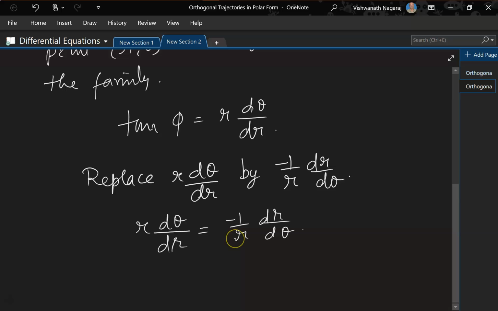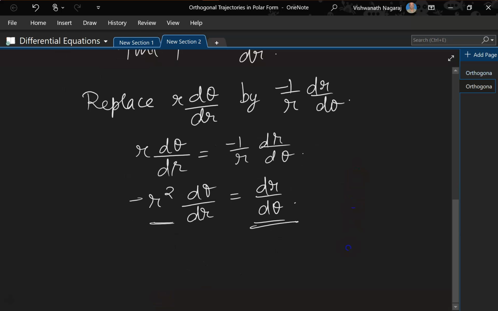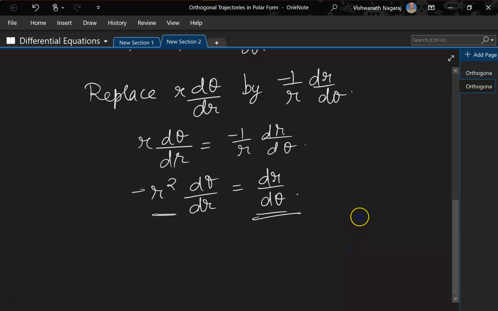Let's bring the minus sign and r to this side. So we get minus r square d theta by dr is equal to dr by d theta. So if you have this, replace it with this. And then you will get the differential equation of the orthogonal trajectories and solve that to get the equation of the orthogonal trajectories.